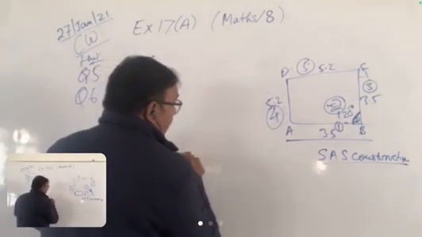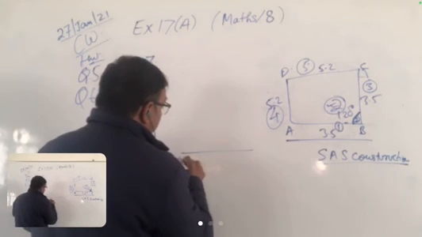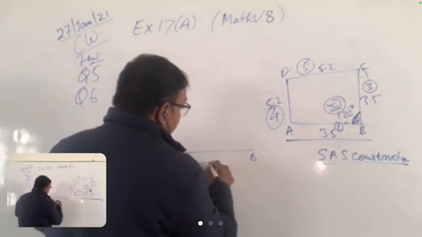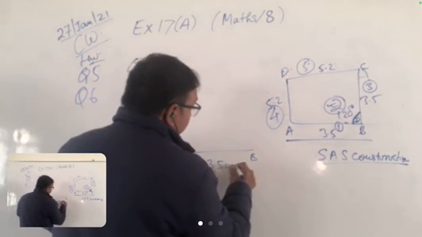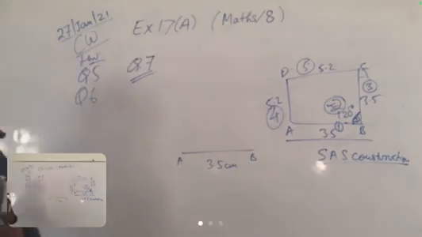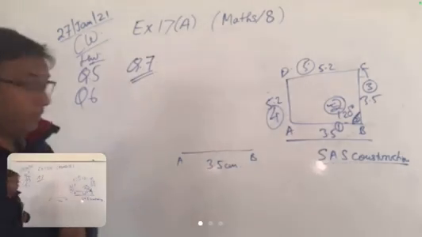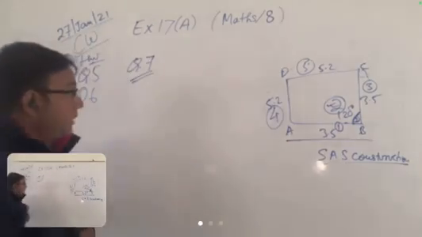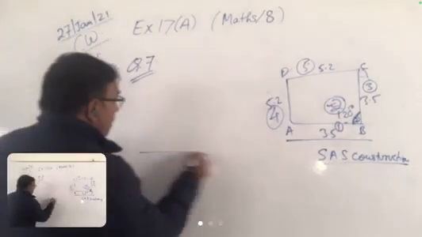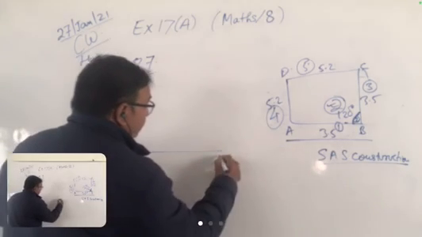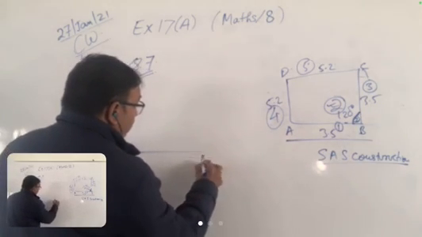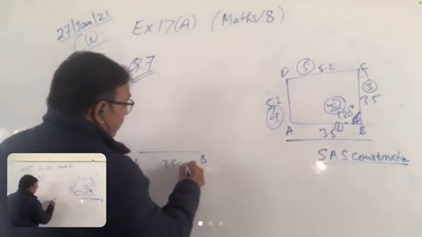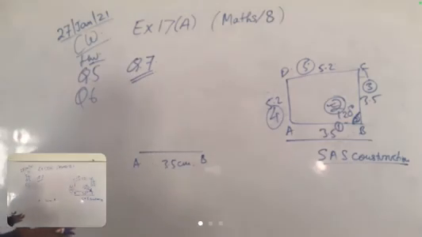And now start drawing. First draw a line AB. Draw a line segment AB, that is 3.5 centimeter. Clear? नहीं, मेरे को थोड़ा इधर बनाना पड़ेगा क्योंकि मुझे 120 डिग्री. A, B, this is 3.5 centimeter. Is it visible to everyone or not?